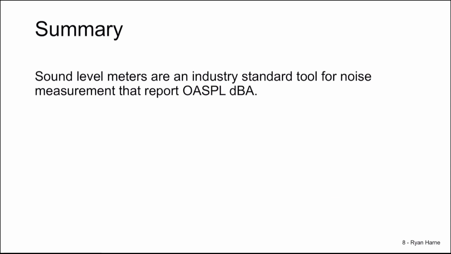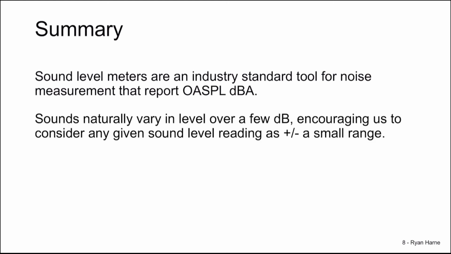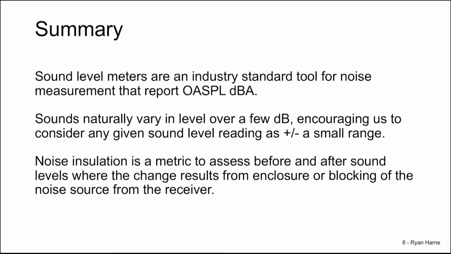So let's summarize what we've learned. We've learned that sound level meters are an industry standard tool to measure and report OA, SPL, and dBA. And sounds naturally vary in level over a few dB, which encourages us to consider any sound level reading as being within some plus and minus range of dB or dBA. Finally, noise insulation helps us assess the before and after effect of new sound level treatments, and it is a characteristic of how well an enclosure or wall blocks the sound level.